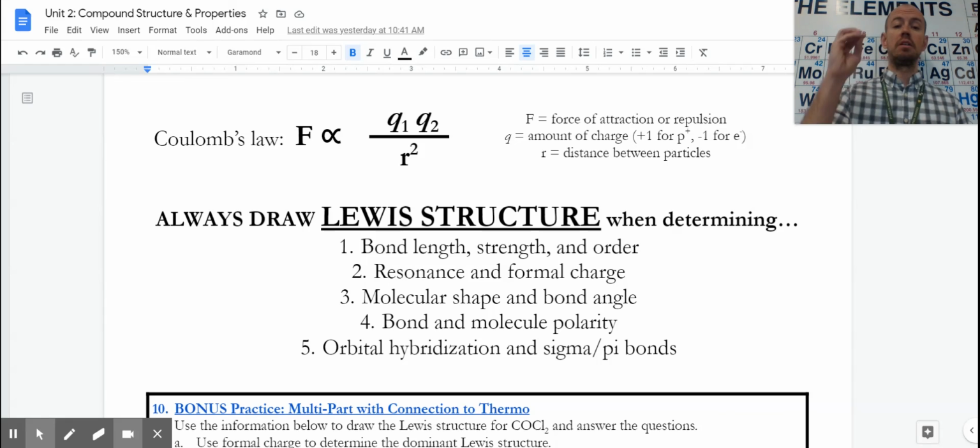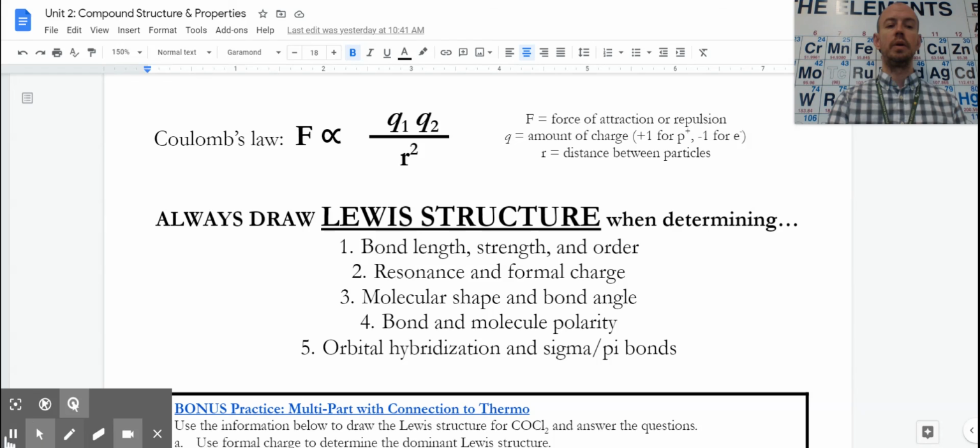Sometimes it's multi-part: draw the Lewis structure, now do these things. But very often it jumps straight to the question, assuming you know to draw the Lewis structure. So for anything about any of that, any more advanced question related to covalent, start with a Lewis structure.